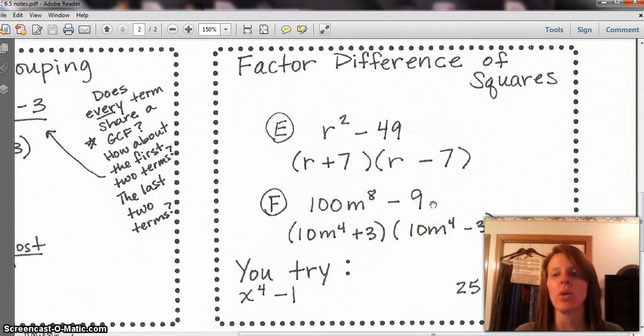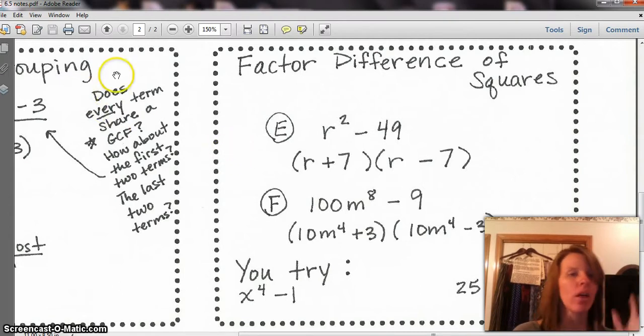And then what do you square to get 9? 3. And so 3 is in both of those factors. And you need to add those 2 terms in one factor, and subtract them in the other. And so you can practice more of that. And that is the factoring review, and we will learn a new pattern to round all of this out.